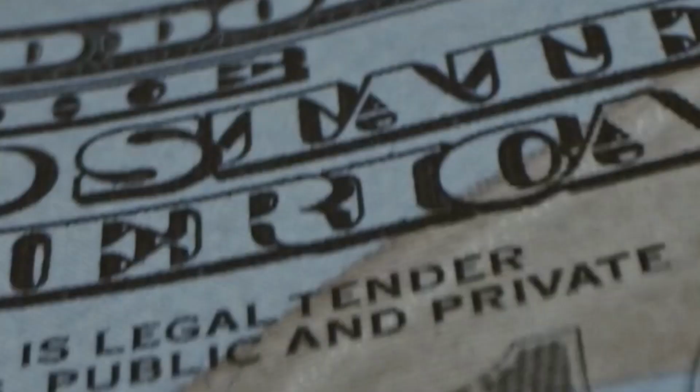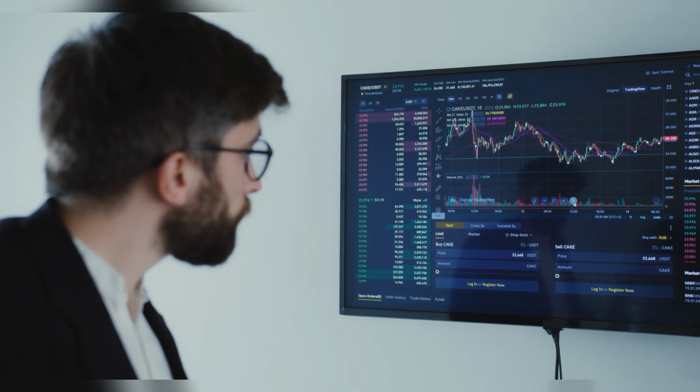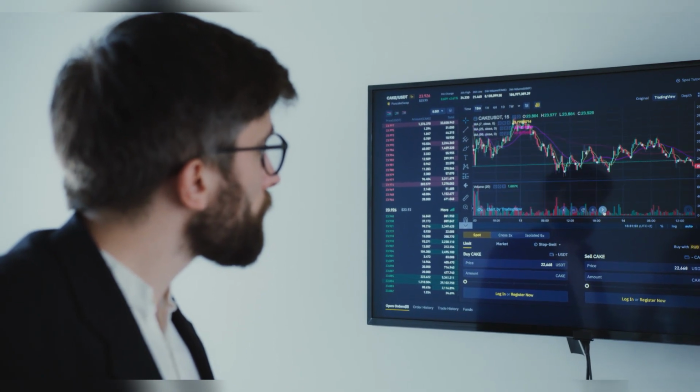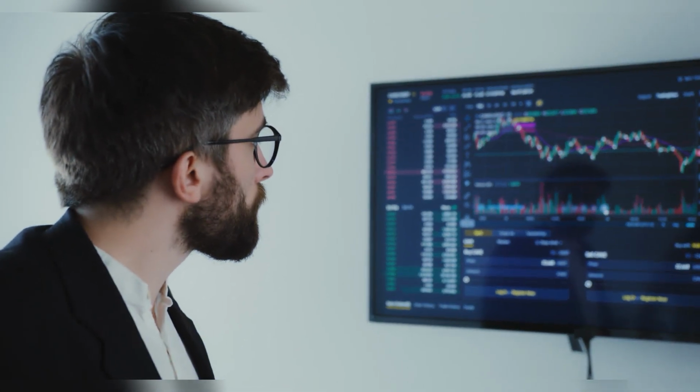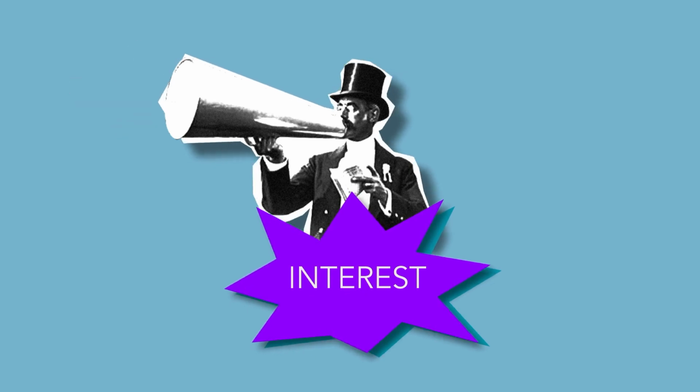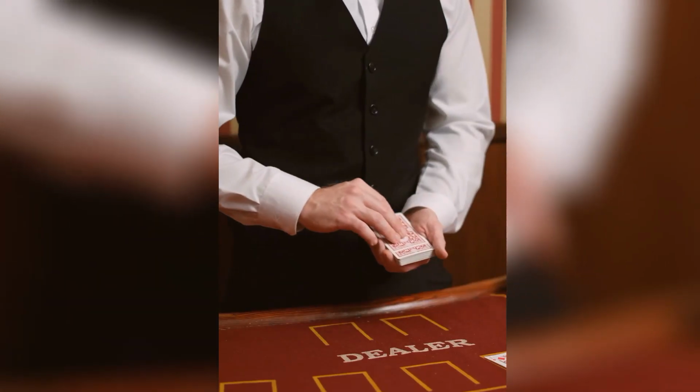However, by understanding the different types of risk, assessing your own risk tolerance, and using strategies to manage risk, you can build a portfolio that matches your goals and helps you achieve long-term financial success. One important concept to understand is the relationship between risk and return.